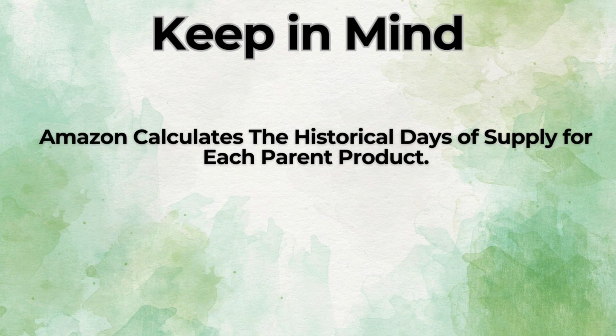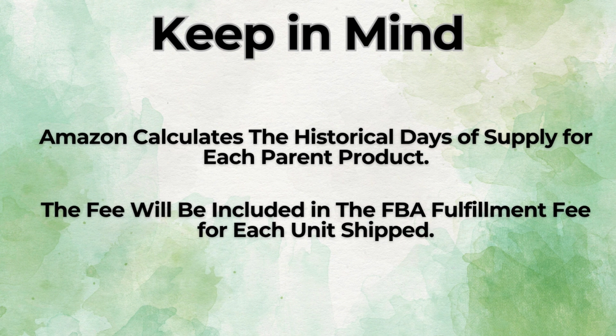Here are two things to keep in mind. Amazon calculates the historical days of supply for each parent product or main product category. The fee will be included in the FBA fulfillment fee for each unit shipped. To view your historical days of supply, go to FBA inventory. You will see both the short-term and long-term sales data there.